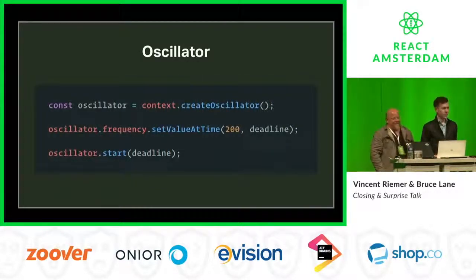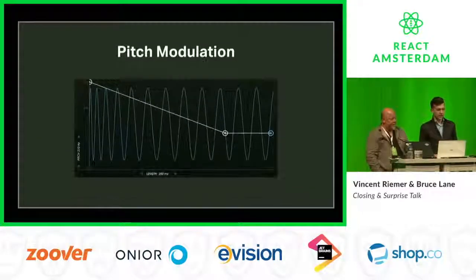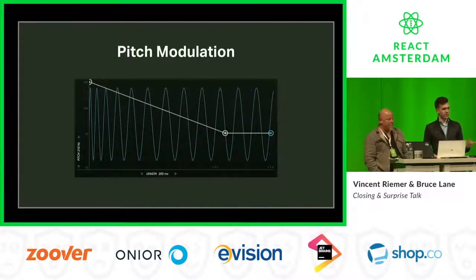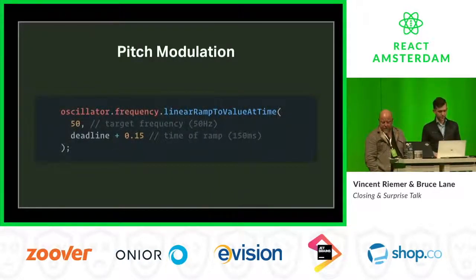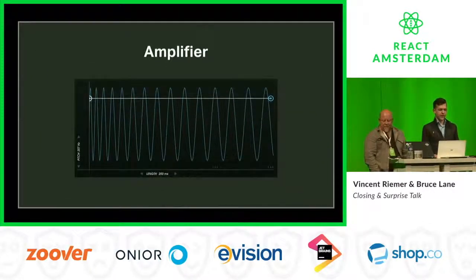But anyway, we're creating the oscillator. This is what that code looks like. Setting the frequency to 200 hertz initially. And you can see we're using that deadline to tell it when it should actually start. Now, we take that sine wave and we pitch modulate it, and this line represents that modulation. And that's what that looks like. The linearRampToValueAtTime, we're going to see that a fair amount in other modulations. So the amplifier, this is just basically a volume knob going up and down.